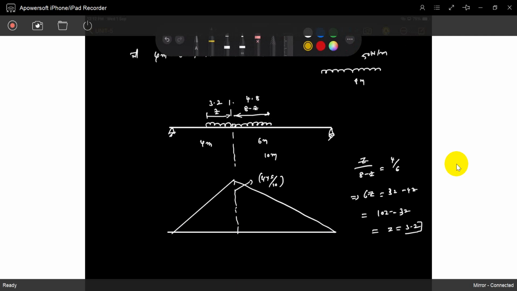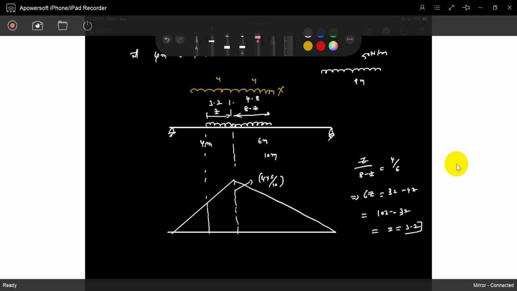If you put it like this, 4 meters and 4 meters, you won't get the maximum bending moment, because of the influence. That's why we have to arrange it like this. So this is not okay. So get it.